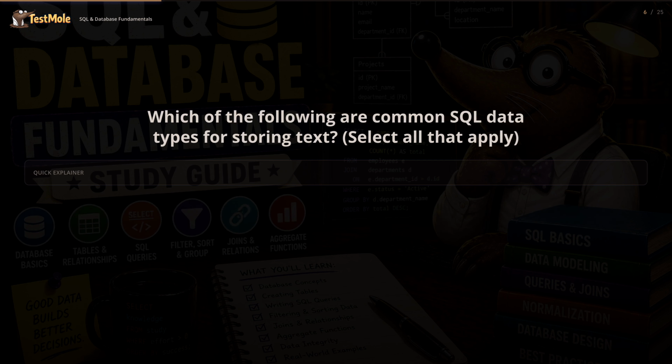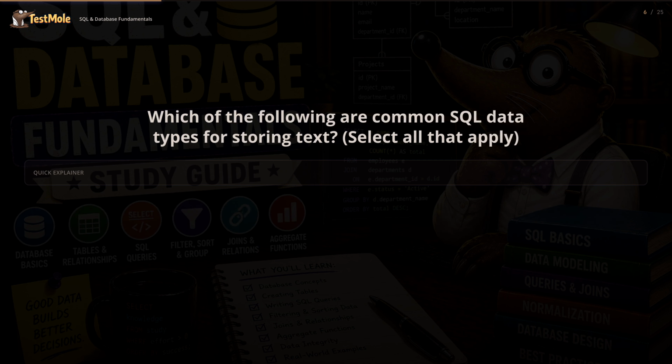Let's review the options. A. VARCHAR, B. TEXT, C. CHAR, D. INTEGER. The answer is A, B, and C. VARCHAR, TEXT, and CHAR are all standard SQL types for character data. INTEGER is excluded because it is strictly for numeric values.